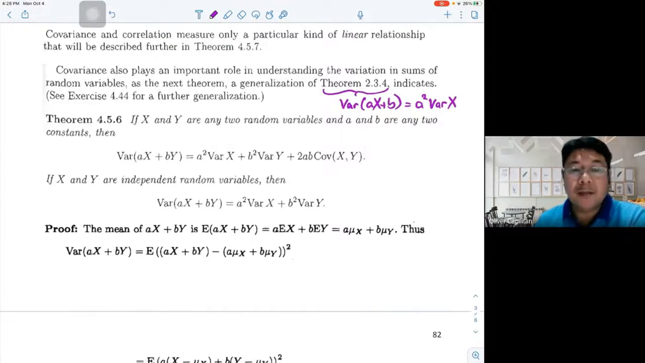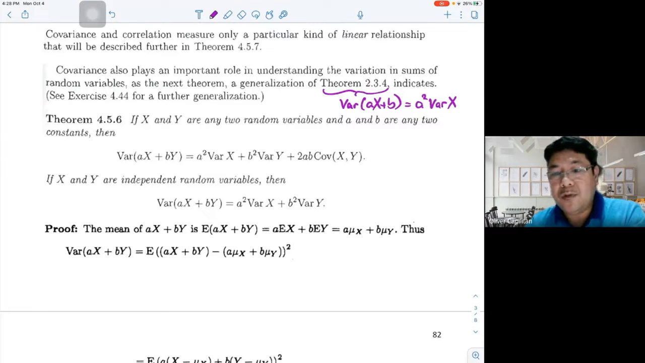If x and y are independent random variables, then the variance of ax plus by will just be equal to a square times the variance of x plus b square times the variance of y. By the way, before this theorem, we have a paragraph that states the variation of the sums of random variables. So when we have a sum of random variables, we can have a numerical coefficient, a for x and b for y.